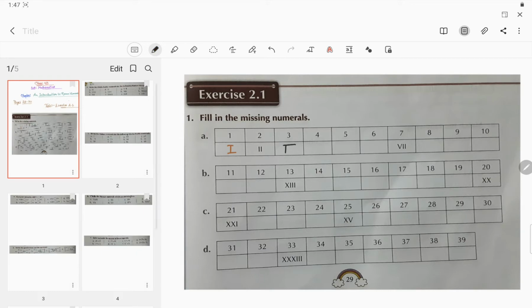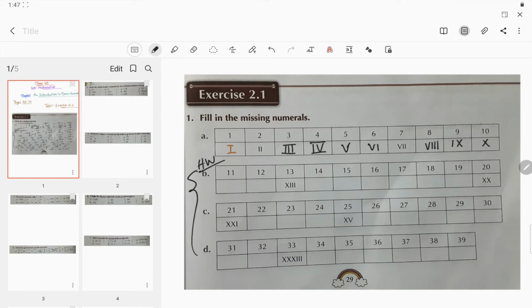3, you have to write 3. 4, five, six, eight, nine, and 10. So B, C, D, you have to fill up on your own. So this is your HW. So you have to fill up by yourself.